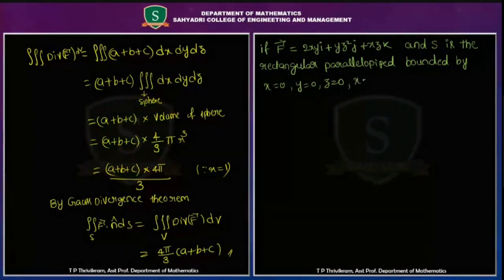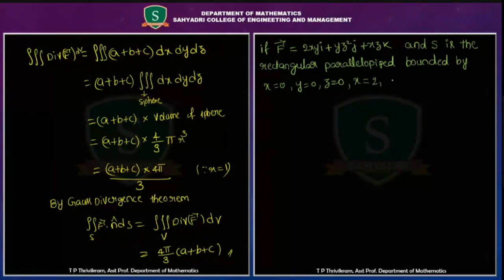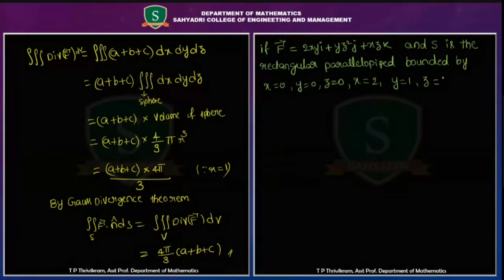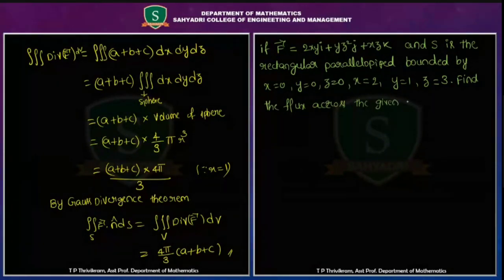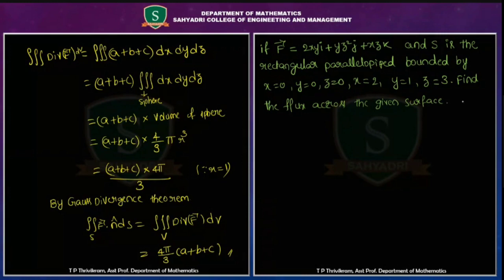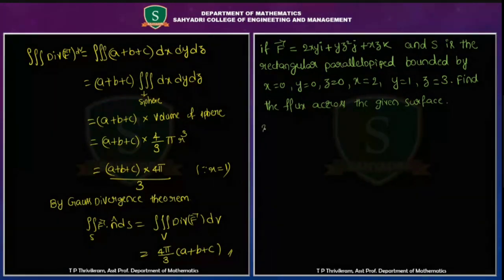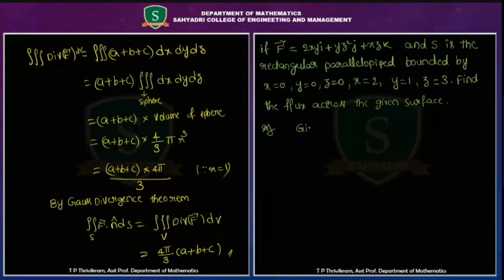Next, x = 2, y = 1, z = 3. Now he is asking: find the flux across the given surface. So, solution. First write the given F.